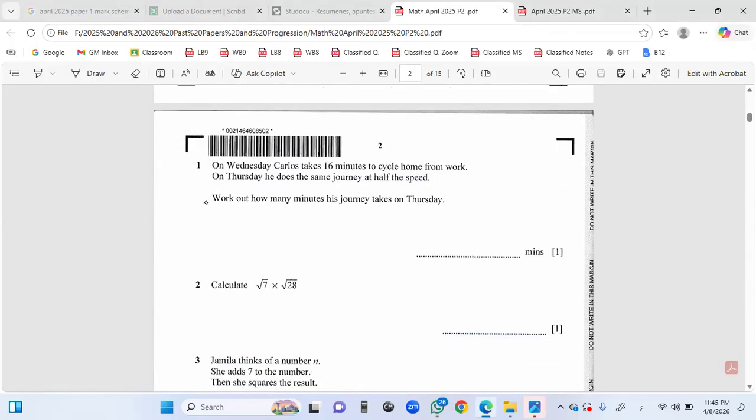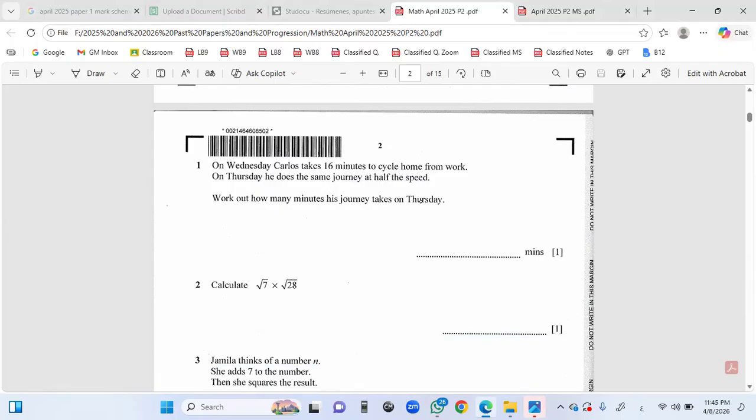The first question says, on Wednesday, Carlos takes 16 minutes to cycle home from work. On Thursday, he does the same journey, but at half the speed. Work out how many minutes his journey takes on Thursday. It's just common sense.